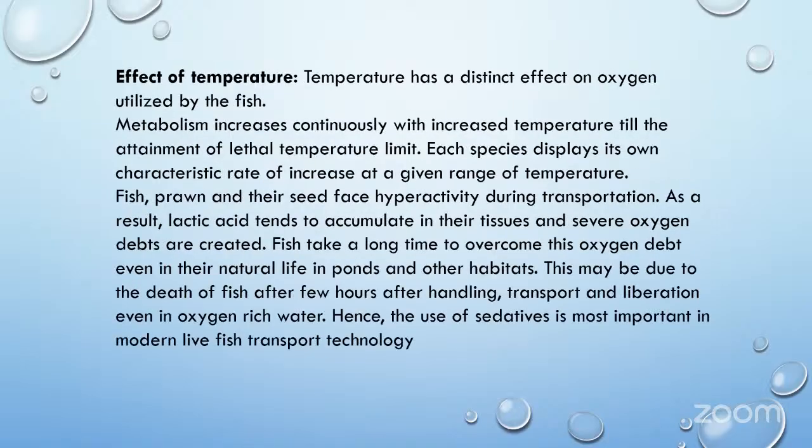Then, effect of temperature. Temperature has a distinct effect on oxygen utilized by the fish. Metabolism increases continuously with increased temperature till the attainment of lethal temperature limit. Each species displays its own characteristic rate of increase at a given range of temperature. Fish, prawn, and their seed face hyperactivity during transportation. As a result, lactic acid tends to accumulate in their tissues and severe oxygen debts are created.